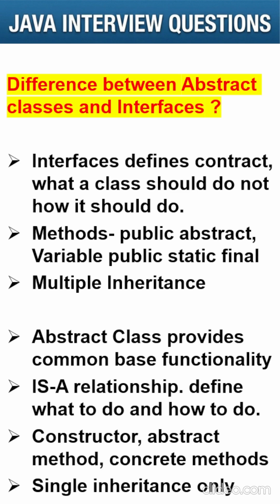Methods are public and abstract by default in interfaces, whereas variables are public static final. Abstract classes can contain constructors, abstract methods with no implementation, or concrete methods with full implementation. Talking about inheritance support, interfaces support multiple inheritance, whereas abstract classes support single inheritance only.